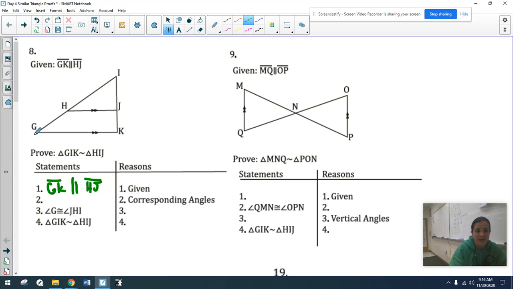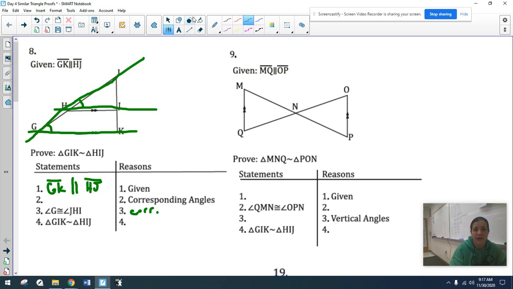So if I have parallel lines, GK and HJ are what they gave me in my parallel lines. They want me to mark some corresponding angles. Now, you don't want to mark what they already have, because they already have G and JHI right here. Okay, so they already have those down here. Now, if you use this one right here, then that's going to give you these two, and those are actually corresponding angles. So you don't want to use those ones.